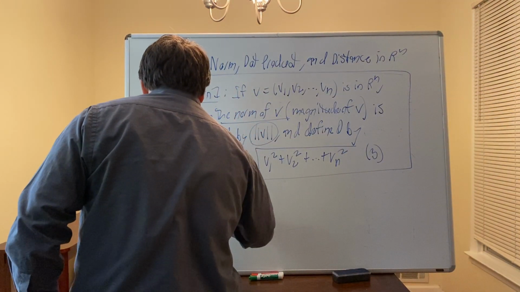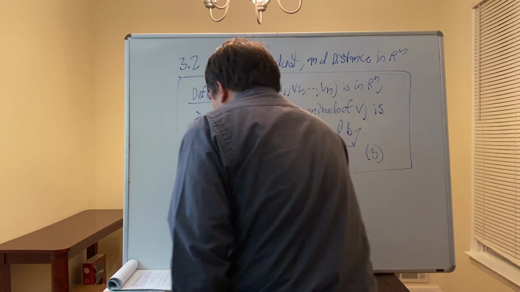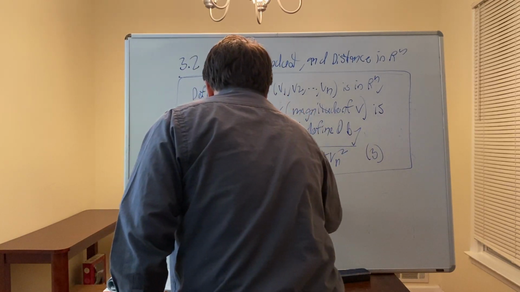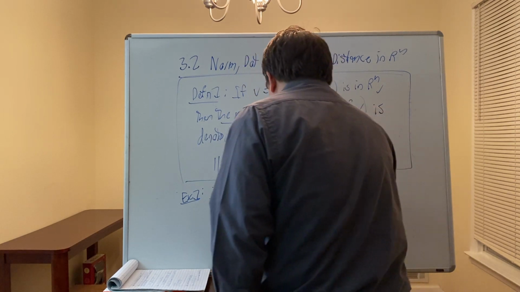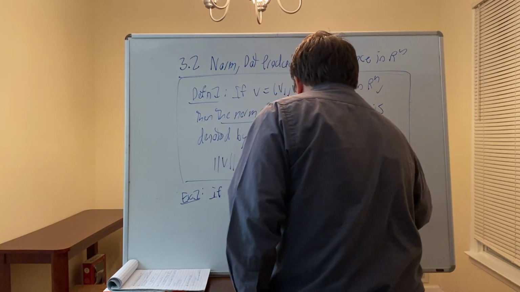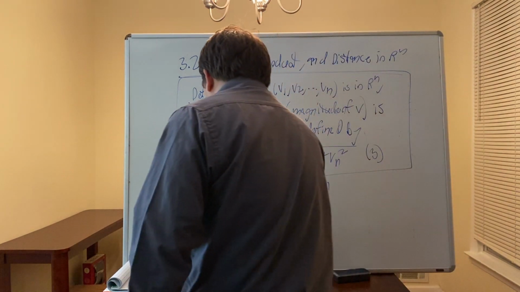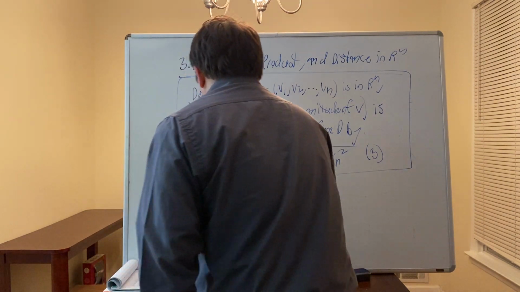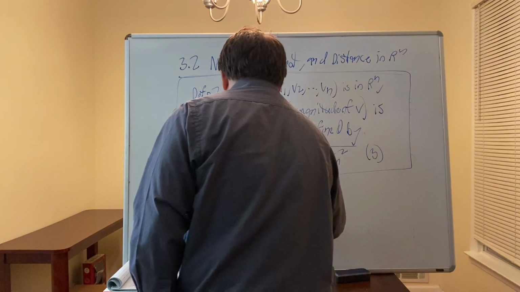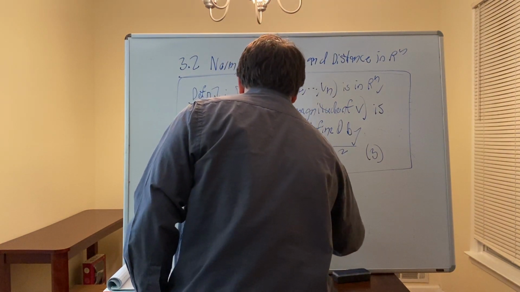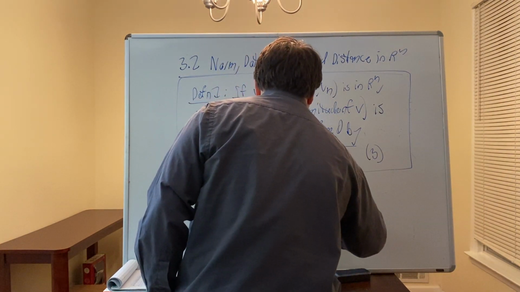So example 1. If v is the vector -3, 2, 1 in R3, then the norm of v is equal to the square root of the sum of the squares of its components. So this is the square root of -3 squared plus 2 squared plus 1 squared.